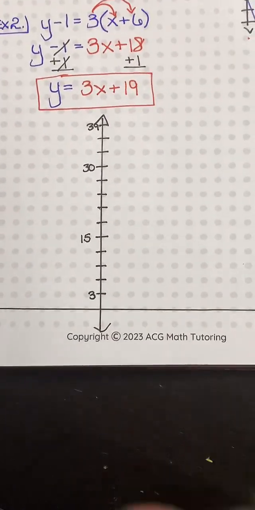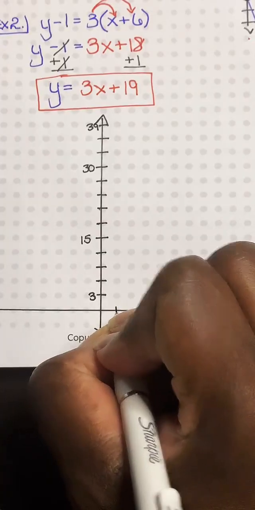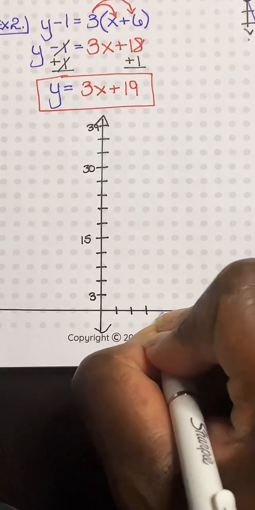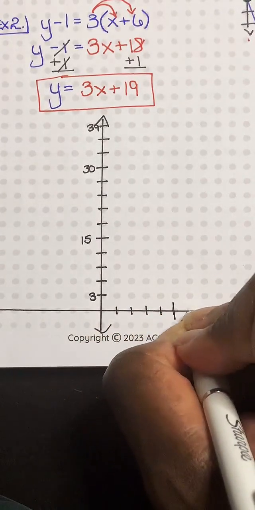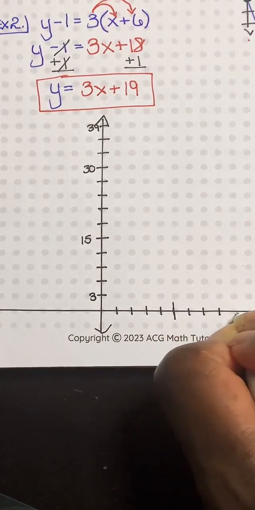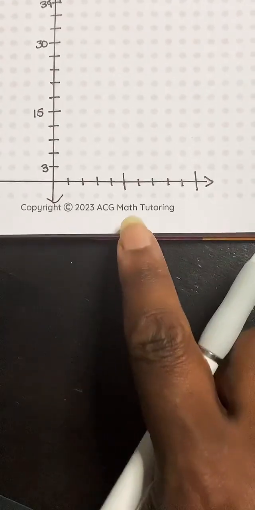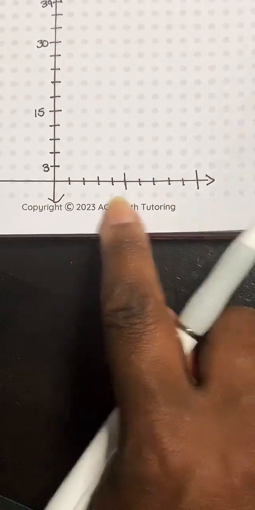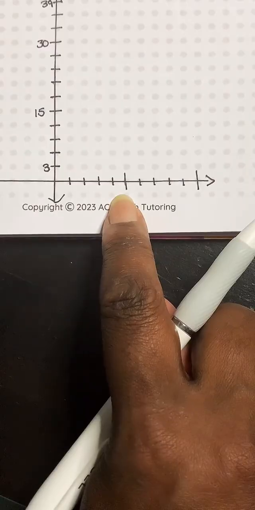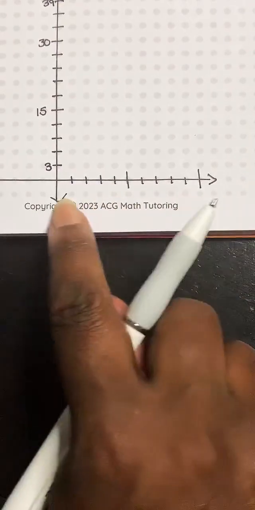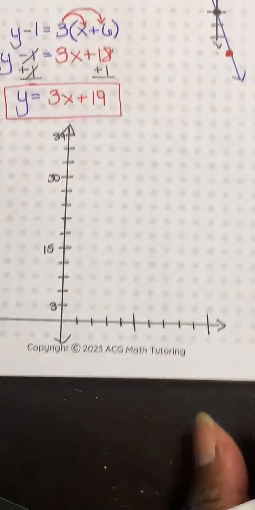And then for my x-axis, we can count by 1s. I always make my 5s a little bit longer than the other ones because it's easier for me to find my 5 times tables, or my 5s, a lot quicker. That's just a little thing that I do.